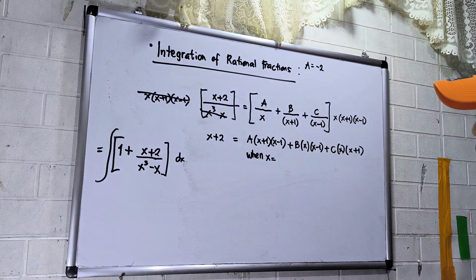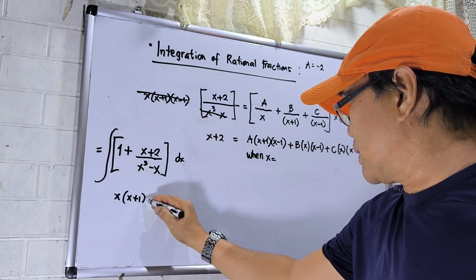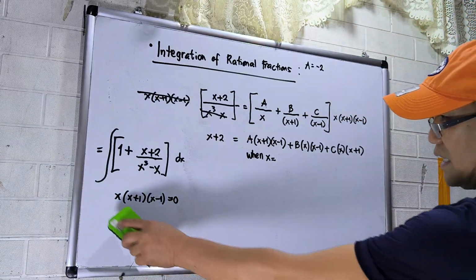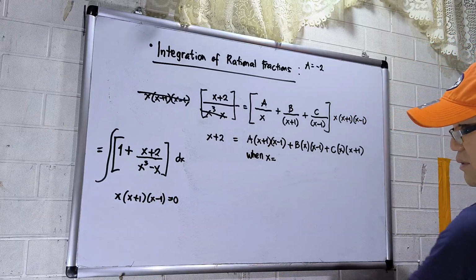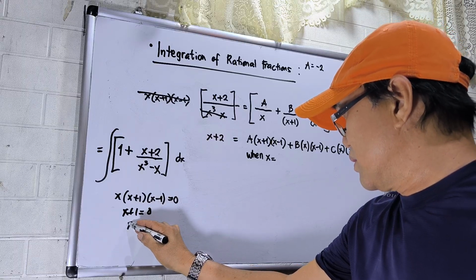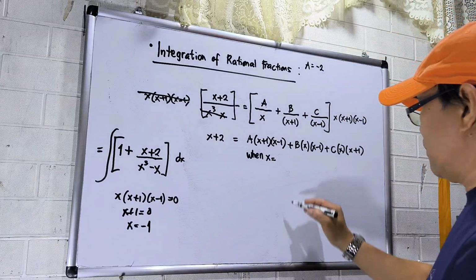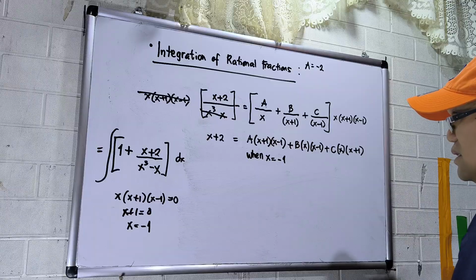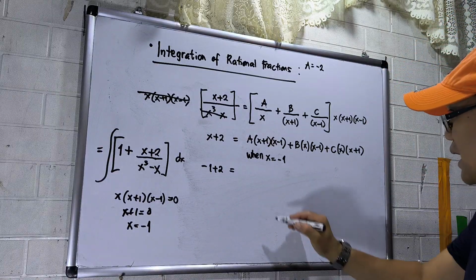Okay, next will be, we are done with x. Then this one, x plus 1, because this will be equal to 0. That's why I assume that x equals 0 because of these factors and equate to 0. So next will be x plus 1 is equal to 0. So transpose positive 1 to the right, that will be negative 1. So when x equals negative 1, this will be negative 1 plus 2 is equal to a.